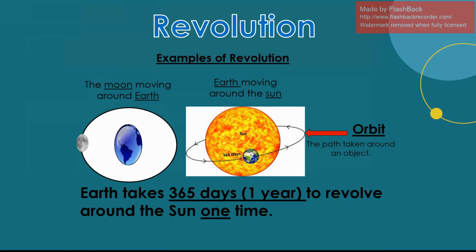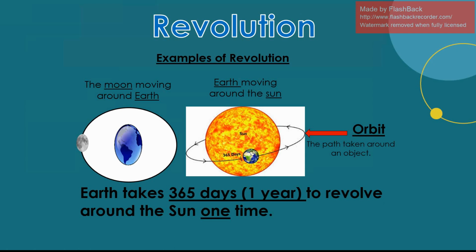Earth's revolution, however, is Earth's orbit or trip around the Sun. An orbit is a path taken around an object. Earth is not the only thing that revolves. Our moon is a great example of revolution as well. It orbits the Earth similar to how Earth orbits the Sun.